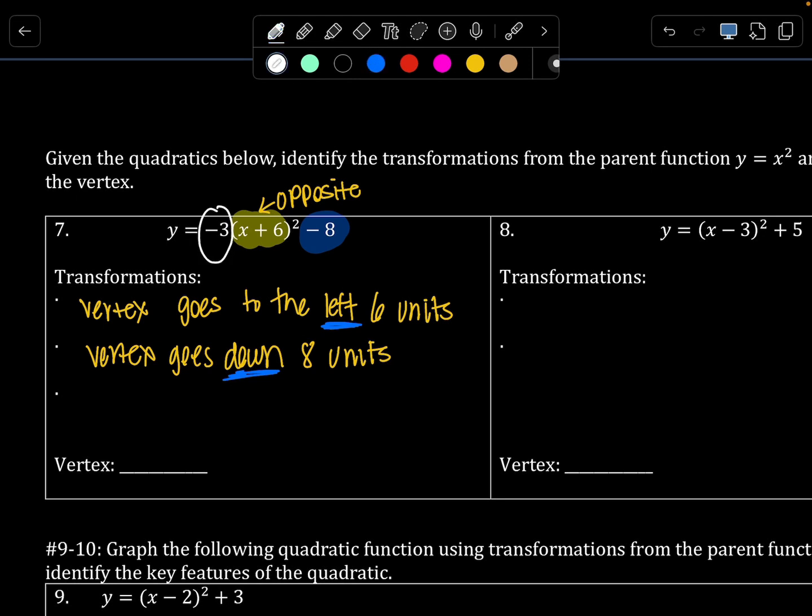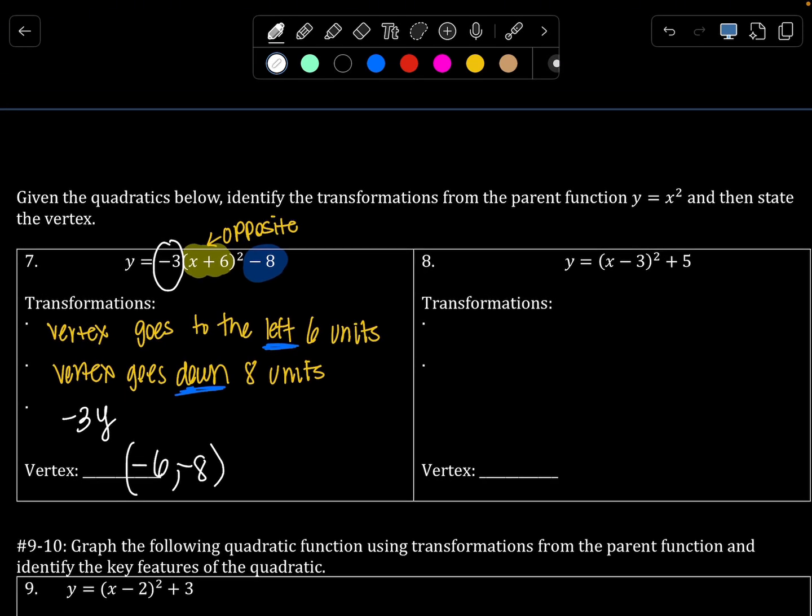And then we have a -3. That means our outputs are getting nice and stretched out. The vertex, since you moved left, is -6, because usually it's at the origin, and then you went down 8, so -8. -6, -8.